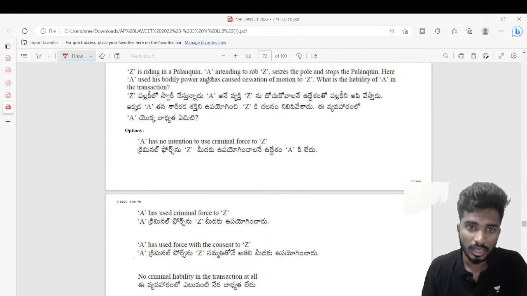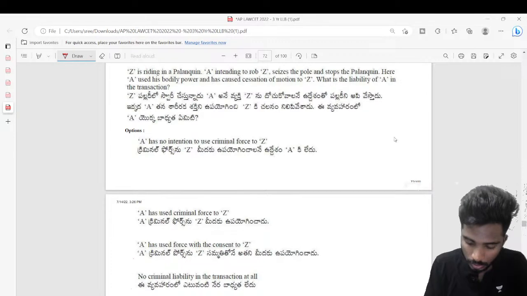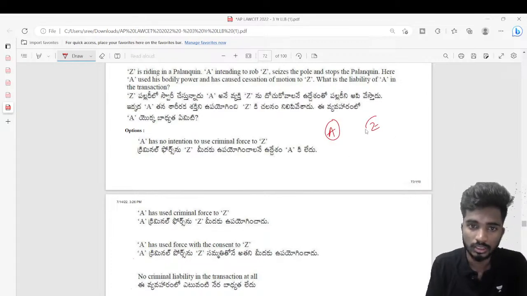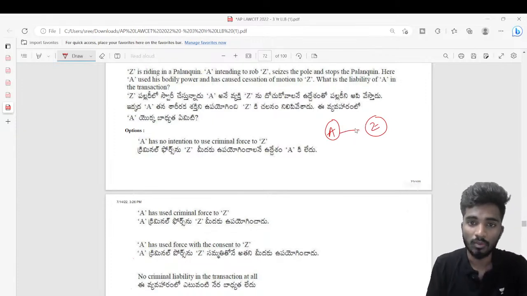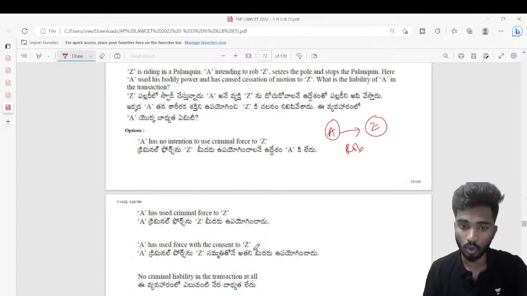Z is riding a palanquin, A intending to rob Z, right? So Z is actually riding a palanquin and A wants to rob Z. And he seizes the pole and stops the palanquin. Here A used his bodily power and had caused cessation of motion to Z. అంటే Z ని వెళ్ళకుండా ఆపిండు అక్కడ. So in this particular case, what is the liability of A in the transaction?